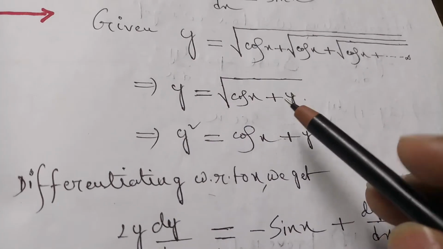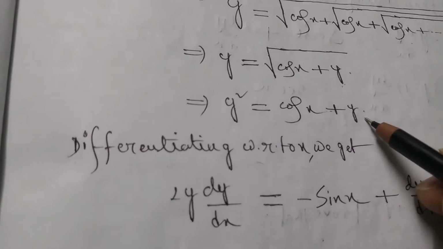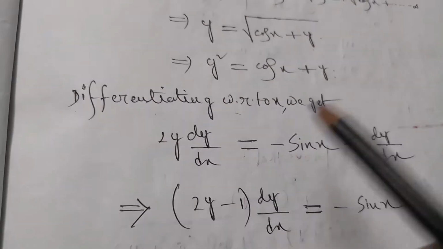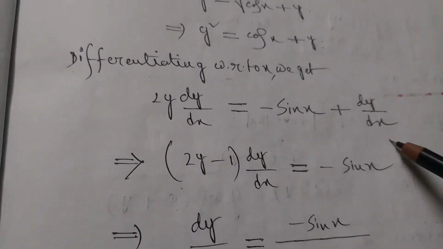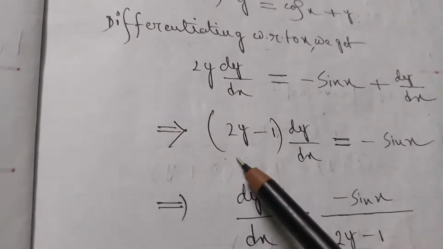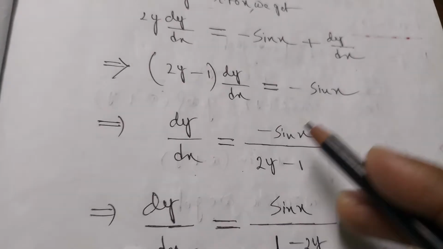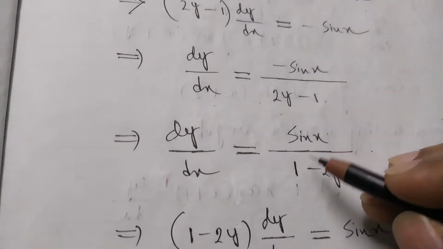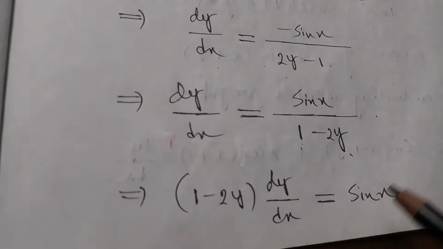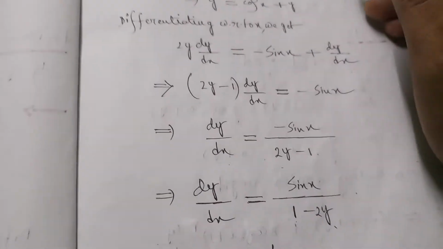So y equal to root under cos x plus y. So y square equals cos x plus y. So I think differentiating both sides, we get 2y dy dx equal to minus sin x plus derivative of y, that is dy dx. So this one is there and common dy dx. So 2y minus 1 into dy dx equal to minus sin x. And so dy dx equal to minus sin x by 2y minus 1. So multiply with the minus, so sin x by 1 minus 2y. So now cross multiplied, so 1 minus 2y into dy dx should be equal to sin x. I think the proof is completed now. Is it absolutely clear? I think so.